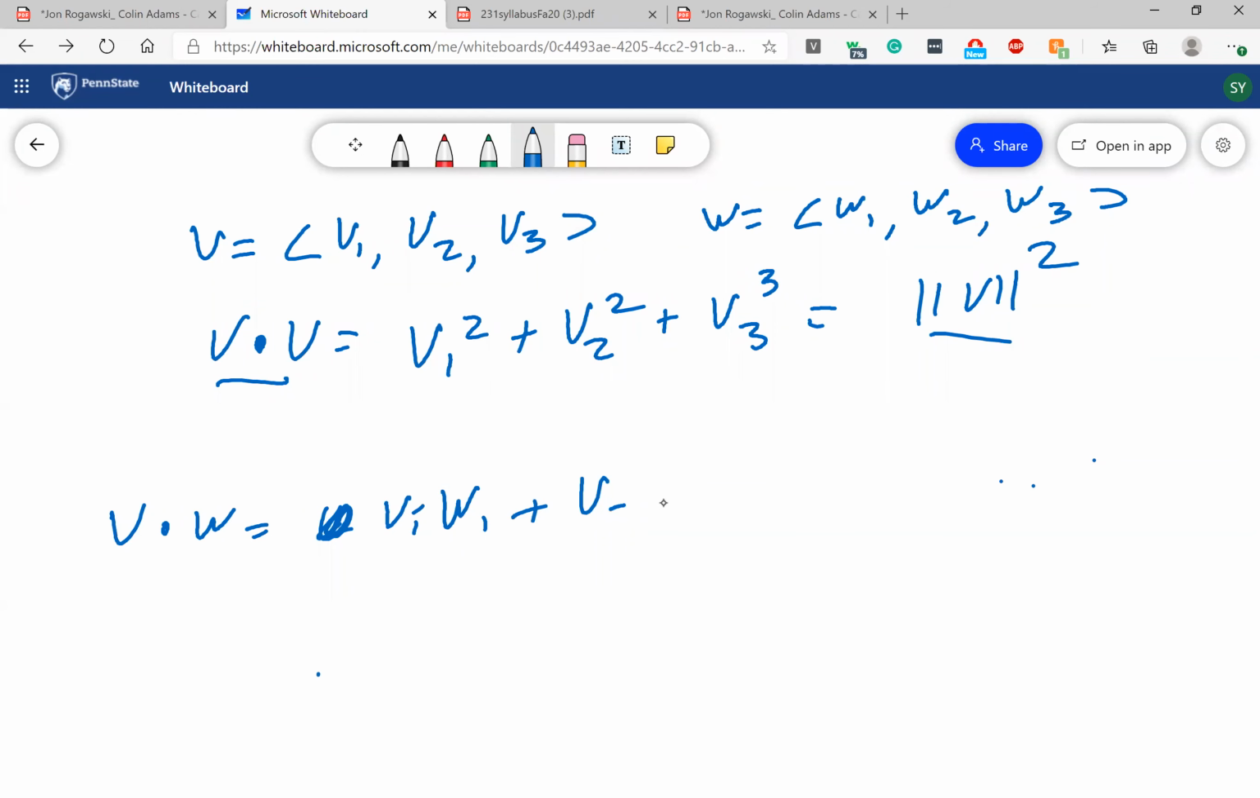plus V2 W2. V3 is supposed to be cubed, or is that supposed to be squared? This is squared. Here? Oh, sorry. Left. Sorry. Perfect. Thanks.